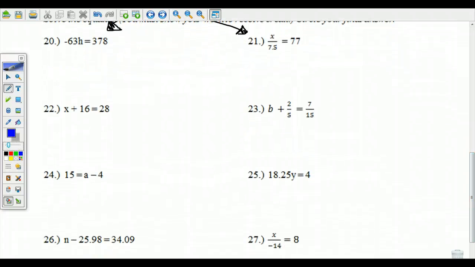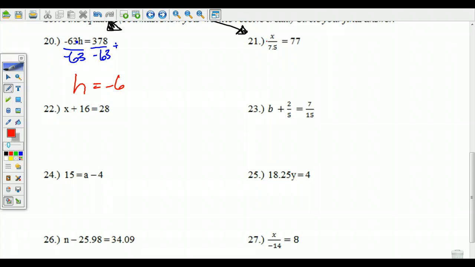Number 20. This is negative 63 times h. To undo multiplication, you need to divide both sides by negative 63 here. And when I write this line here, that line means division. So when we divide that, our answer is x equals, or I'm sorry, don't know why I changed it. The x's should be h. h equals negative 6.